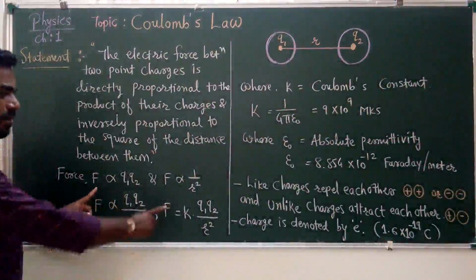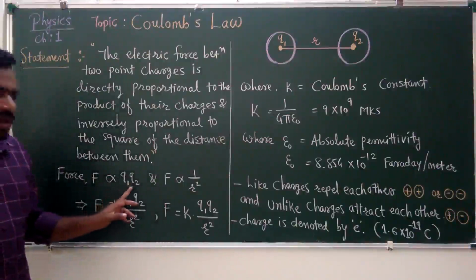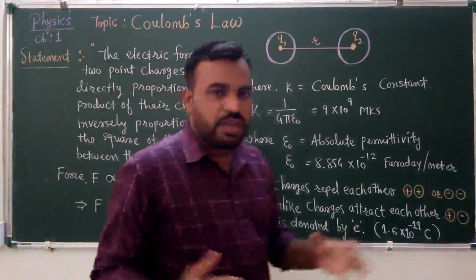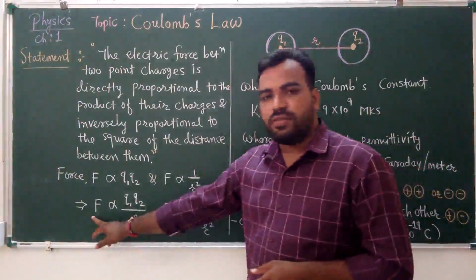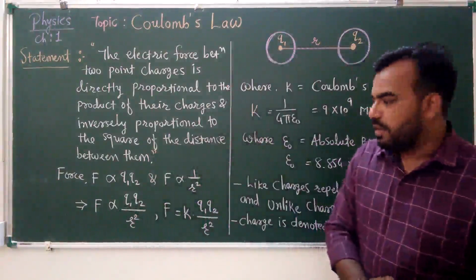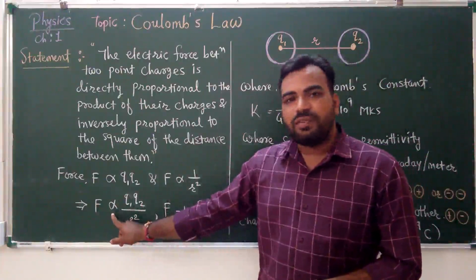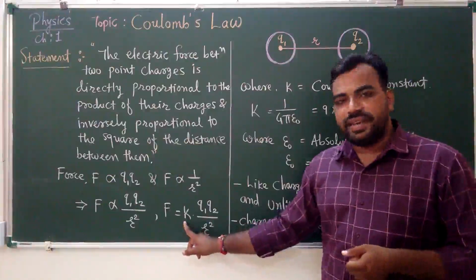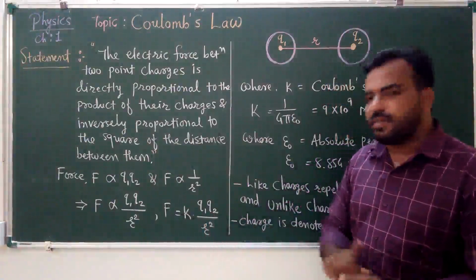So dear students, we have these two relations: F proportional to q1 q2, and F proportional to 1 upon r square. If we combine these two, we get F proportional to q1 q2 upon r square. When we remove the proportionality sign, we have to put one constant, that is k. So the equation becomes F is equal to k q1 q2 upon r square.